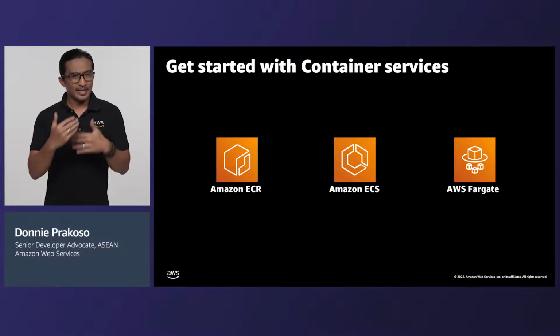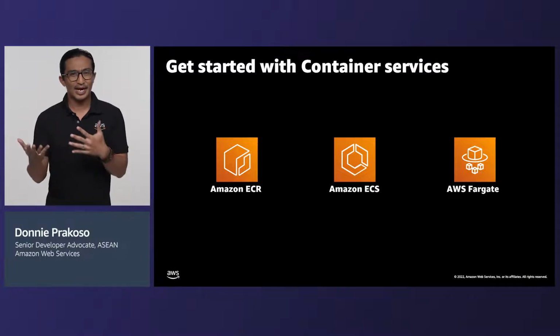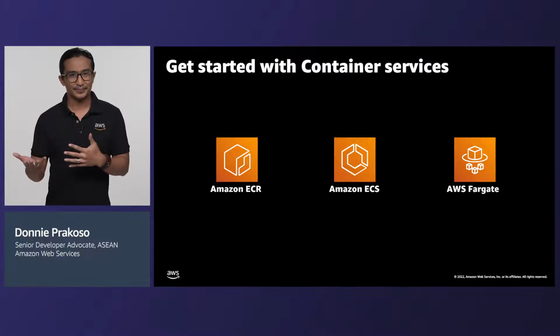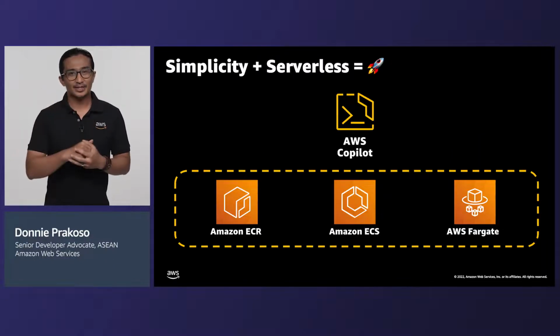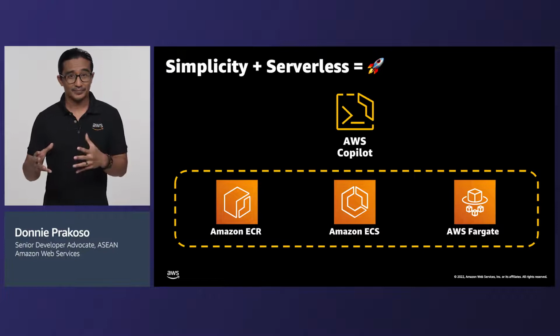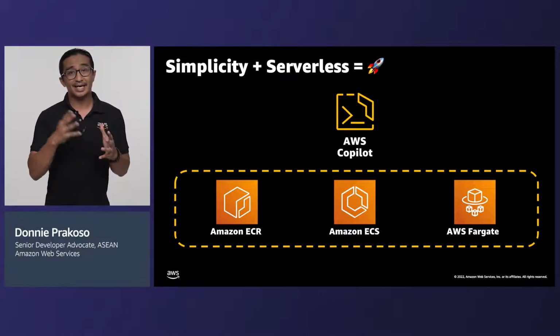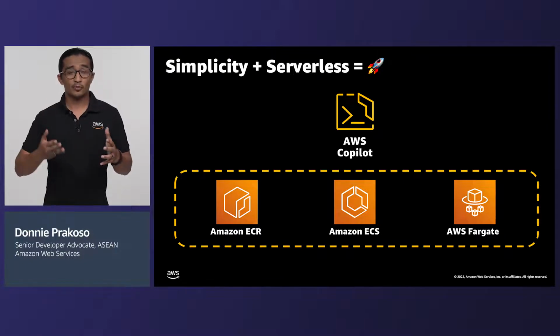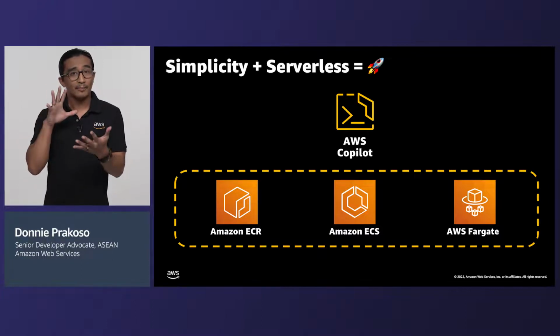And you're probably wondering, hey, there are so many services that I need to learn how to use. How can I get started easily? And that's where AWS Copilot comes into the picture. AWS Copilot is a CLI tool that will greatly help you to get started with containers. AWS Copilot is the best tool for you to work with Amazon ECS, AWS Fargate, and Amazon ECR, as it abstracts away the complexities of using these services.